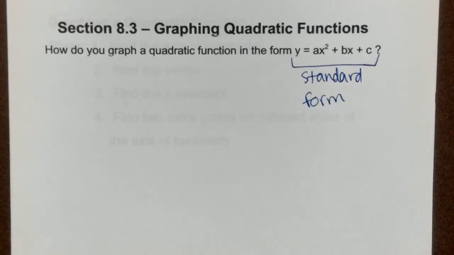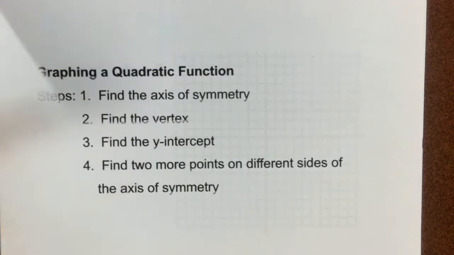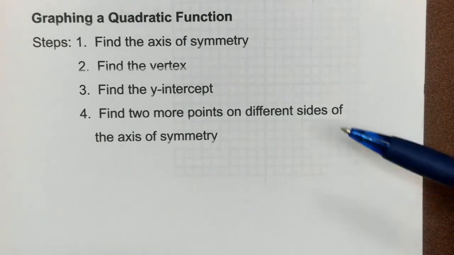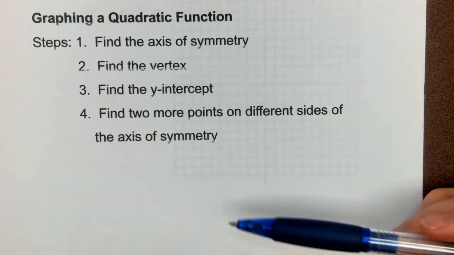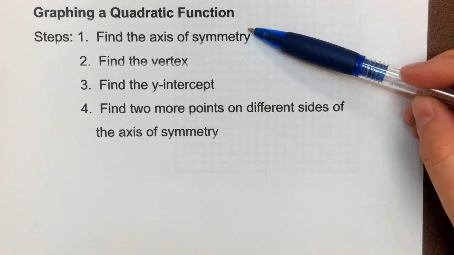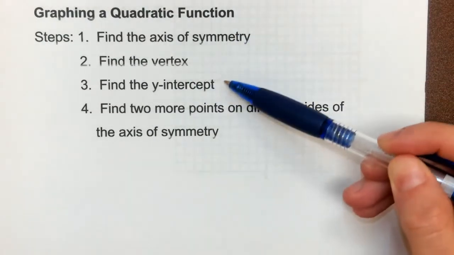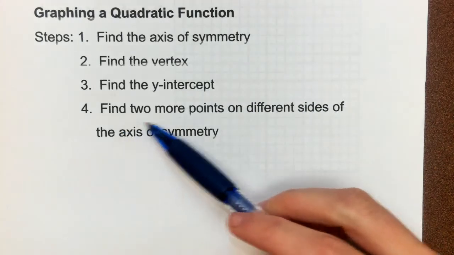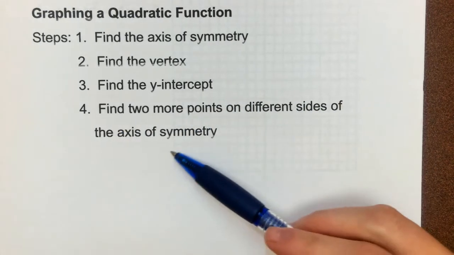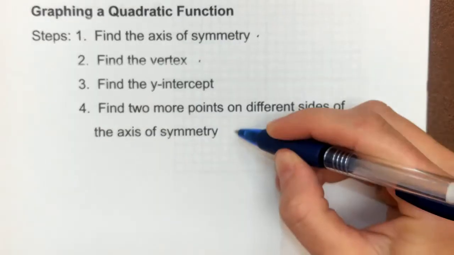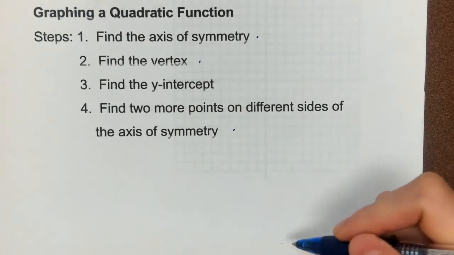You might want to pause the video to get all this written down. I'm going to keep moving pretty quickly, but feel free to pause or replay any parts. Alright, so there's a couple general steps that you're going to see me do every time in order to graph a quadratic function. We're going to find the axis of symmetry, use that to find the vertex. This is from 8.2, right? Find the y-intercept, and find two more points on different sides of the axis of symmetry.